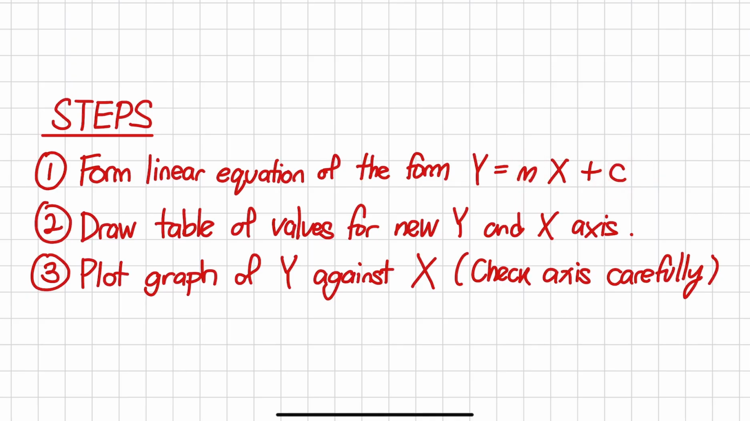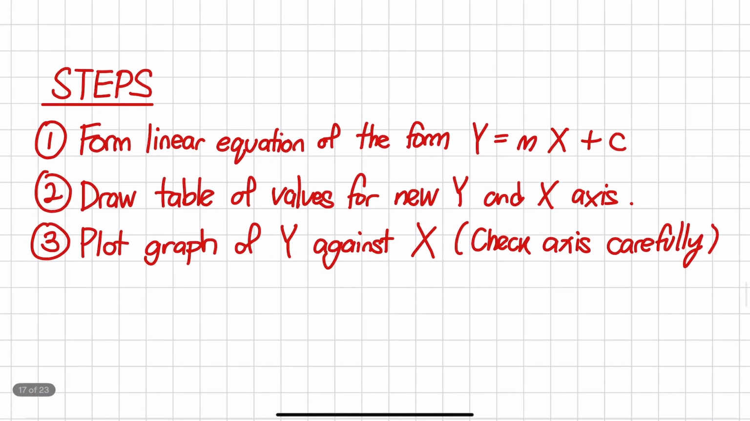Once you have done that, you can next draw the table of values for the new x and y axes that you will have. This is not just small letter x and small letter y, it is your new y and new x that you have formed by manipulation in step 1. Once you have drawn your table of values, your last step is to plot your graph of big Y against big X. This may not be y, it depends on your equation. And this will be your new x and y axis. Please make sure to check your axes very carefully when you are drawing your graph.